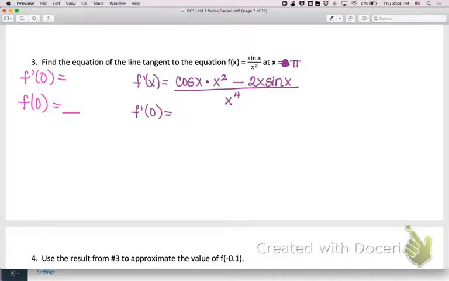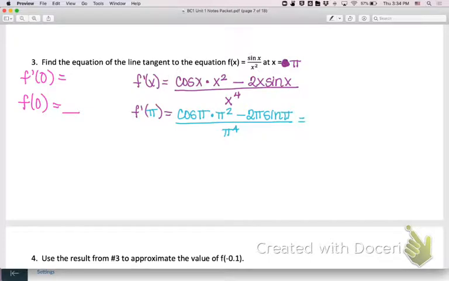So instead of 0, let's do f prime of pi so that we don't have that undefined error. So we have the cosine of pi times pi squared minus 2 pi times the sine of pi over pi to the 4th.